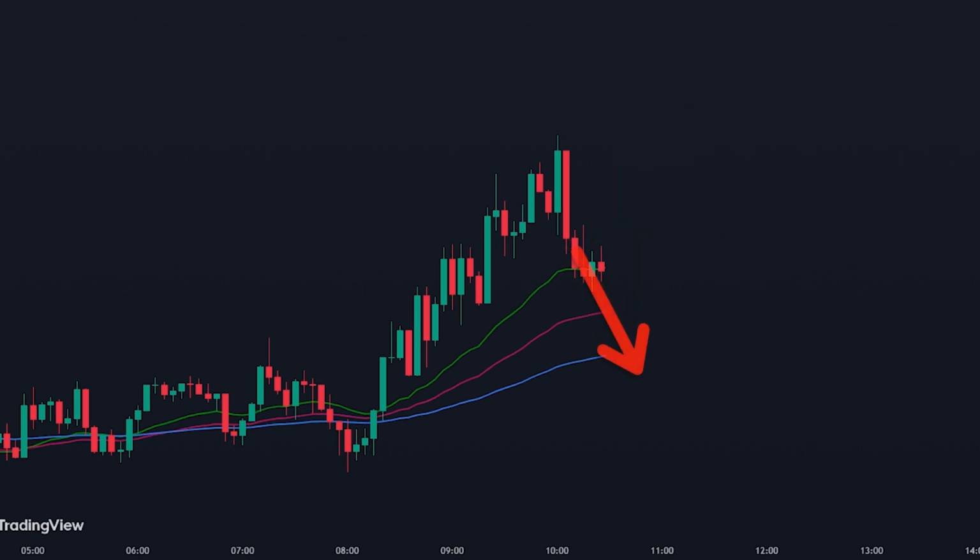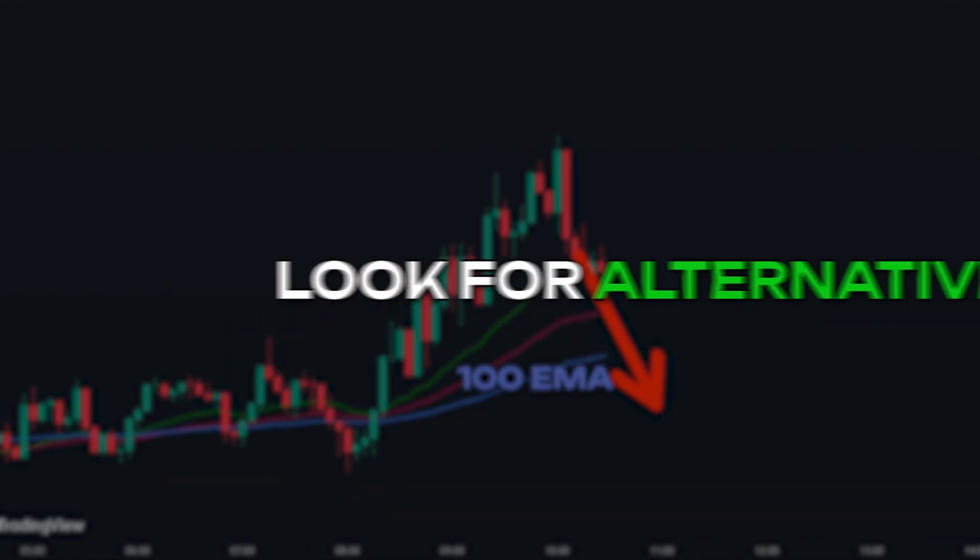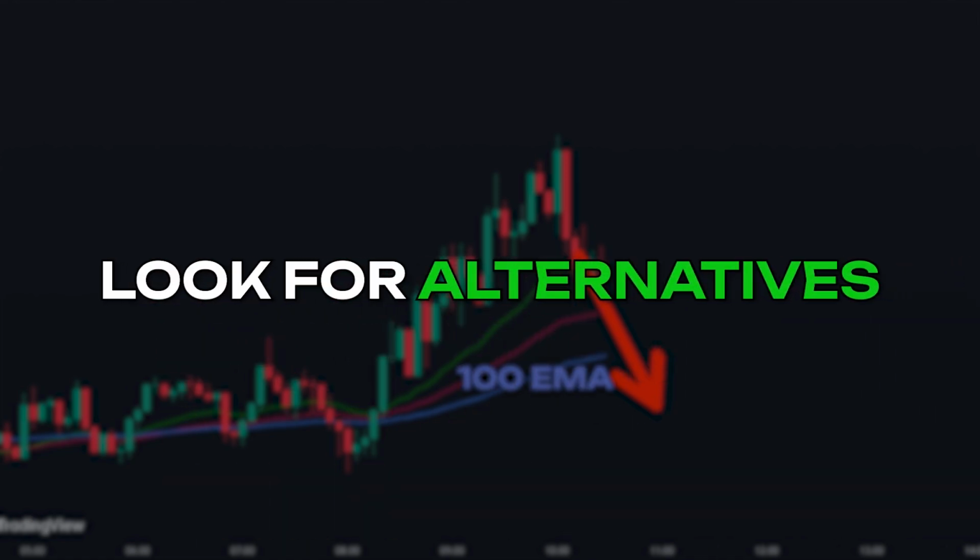However, if the price goes down and breaks below the 100 EMA, cancel the entire setup. Look for alternative trade opportunities, as this could signal a shift in the trend.